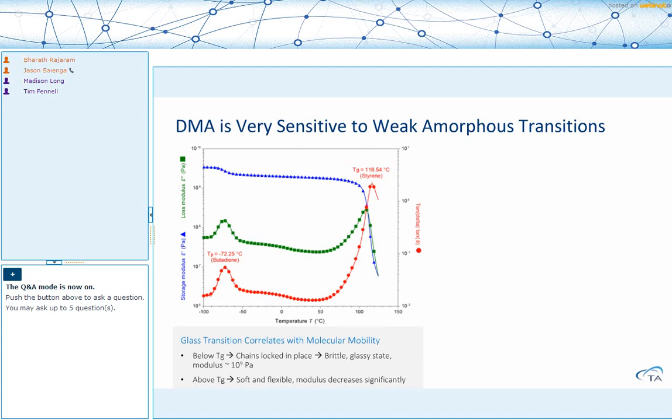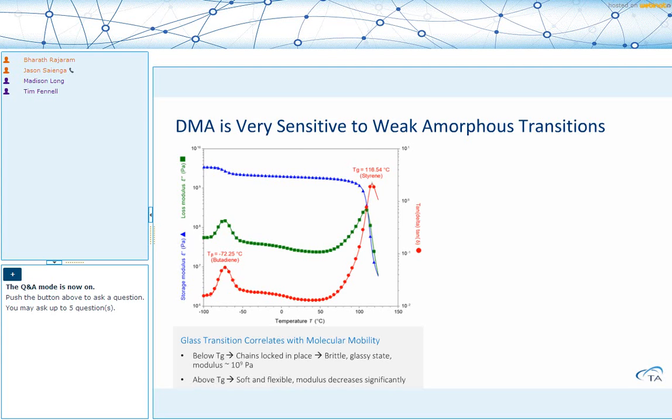And the glass transition directly correlates with molecular mobility. So what does glass transition tell us? Below the transition temperature, all of the chains are essentially locked in place with very little thermal energy to have movement. And in this state, the material has a very high modulus on the order of 10 to the 9 pascals. It's a brittle, glassy state. And then above the Tg, the material becomes soft and flexible, and the modulus decreases significantly.